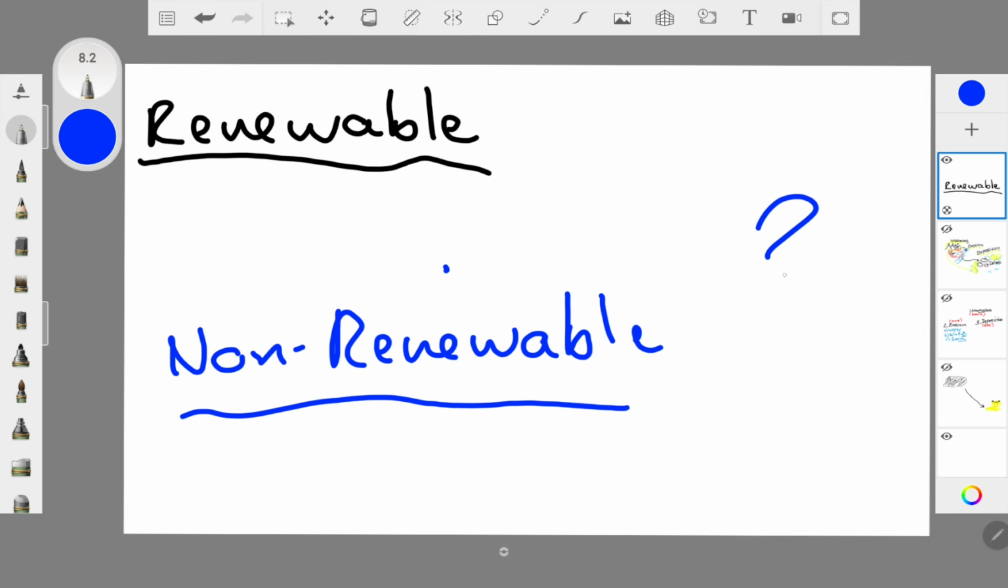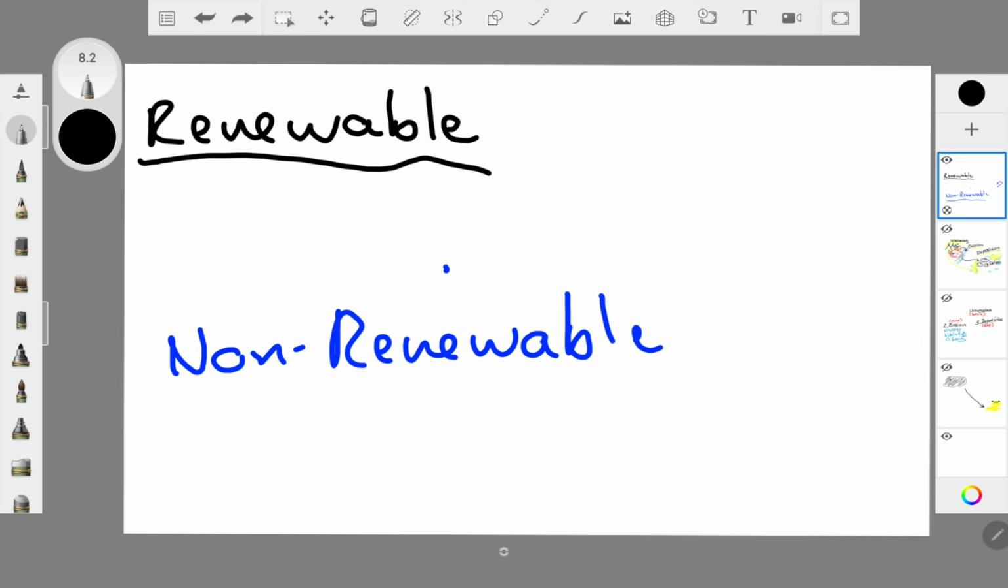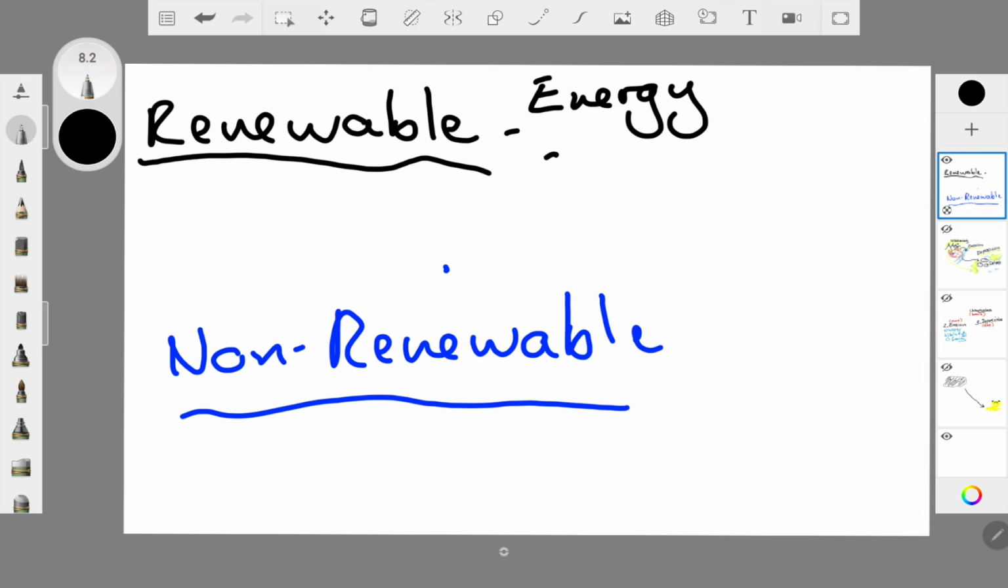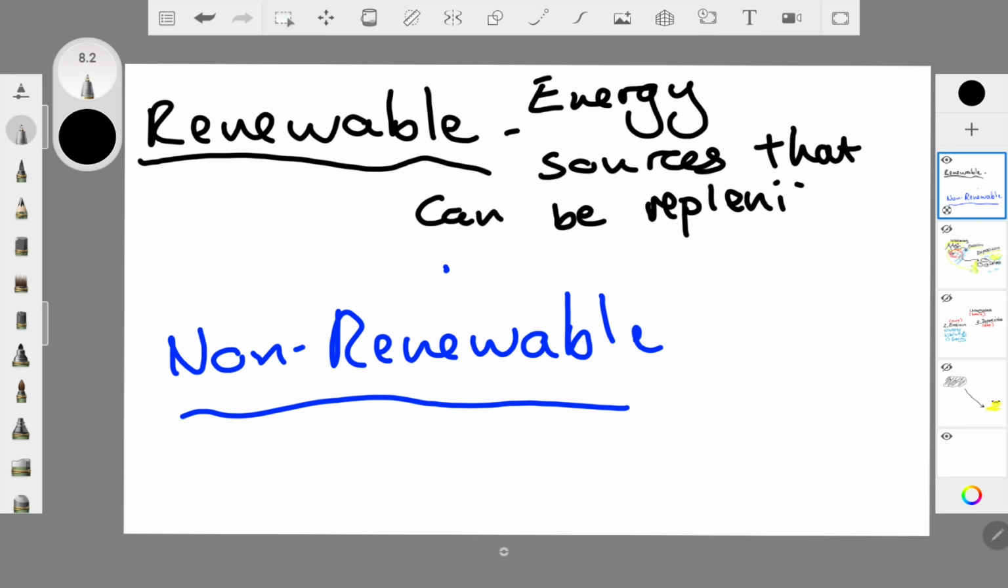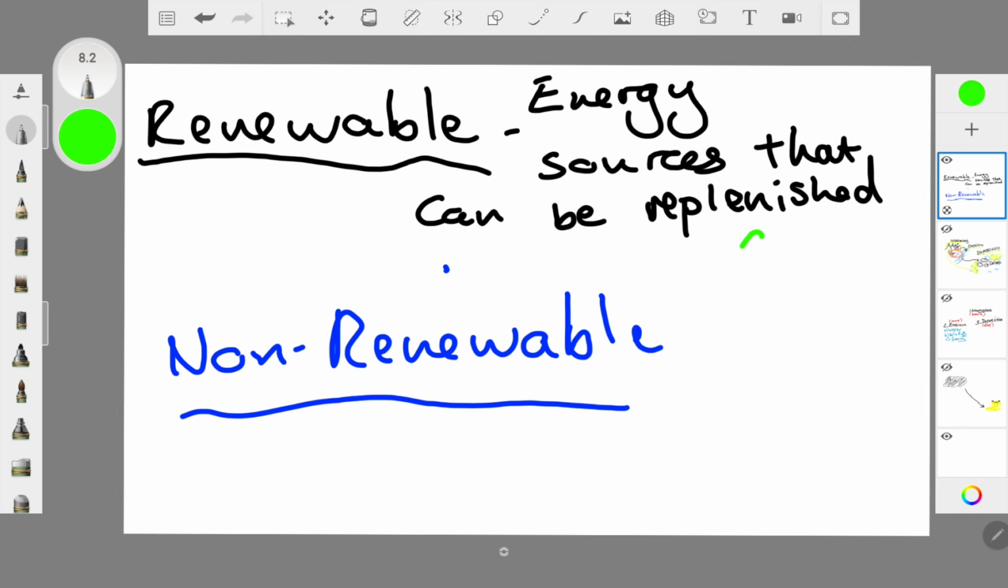It's in the name. Good. So, renewable fuel sources are energy sources that can be replenished. Okay? We can replace them. It's a bit like recycling, alright? You can just keep making more over and over and over again. Yeah? They're not going to run out.